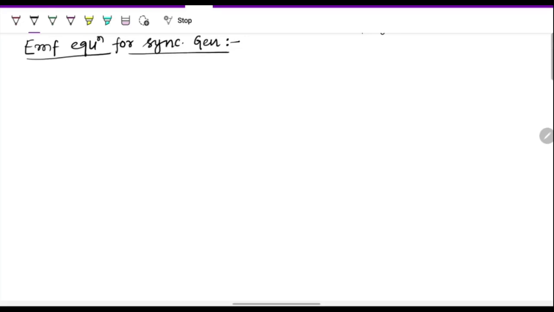Hello everyone. In the continuation of synchronous machine, in this session we will study about the EMF equation for synchronous generator. So here we will derive the expression of the induced EMF in a synchronous generator.